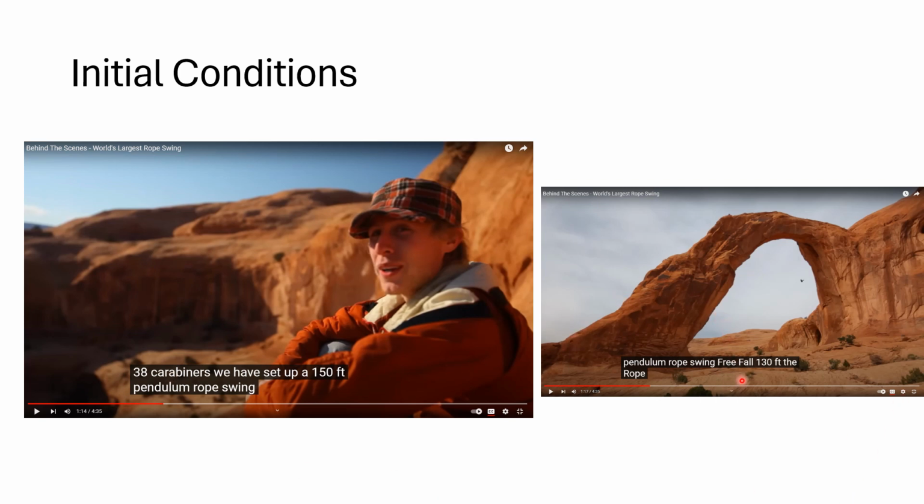And then we can see from here that you're going to free fall 130 feet. This is important. You'll see in the next slide how I set up everything, because clearly they did not start at the same height as the point at which the rope is attached to the arch, because then they will have fallen 150 feet. But they only fell 130 feet.